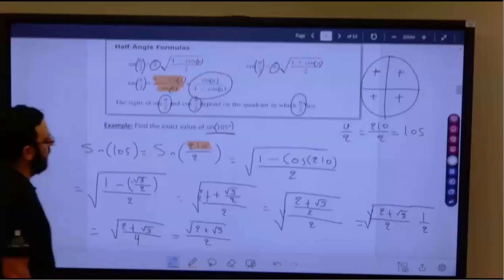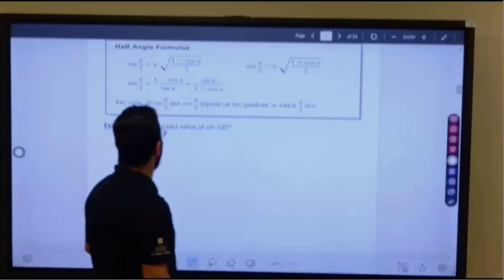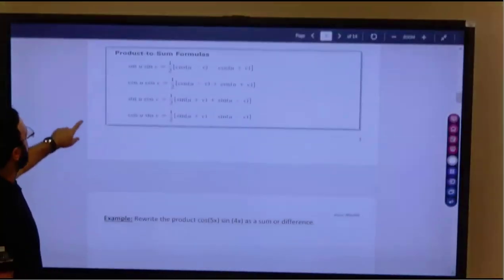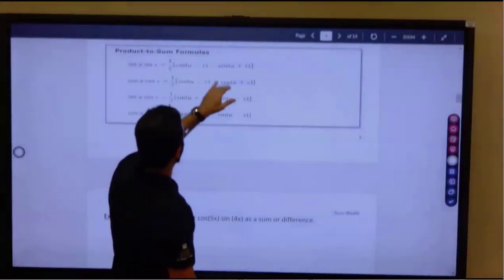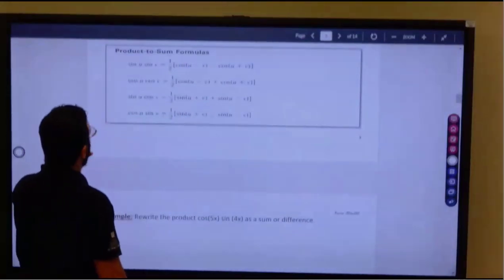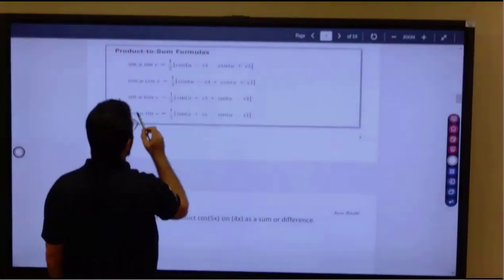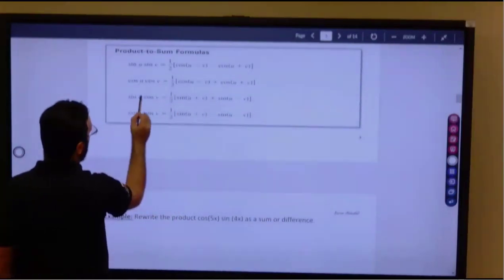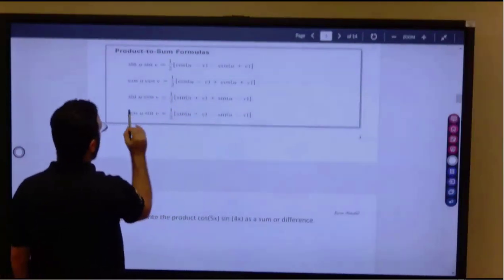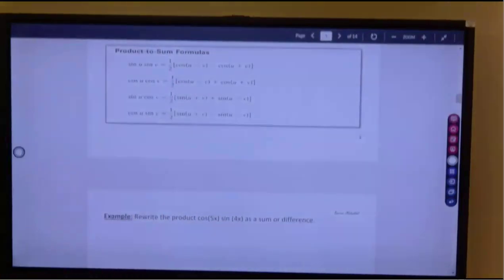So let's go to the fourth part, which is another part of the formulas: the product to sum formula. How are we going to convert products to sums? If you have a product of sine and sine, you can use this formula. If you have cosine, cosine, you can use this formula. If you have sine, cosine, you can use this formula. If you have cosine, sine, you can use this formula. So you have to be careful which one you're going to use. It depends on the example.